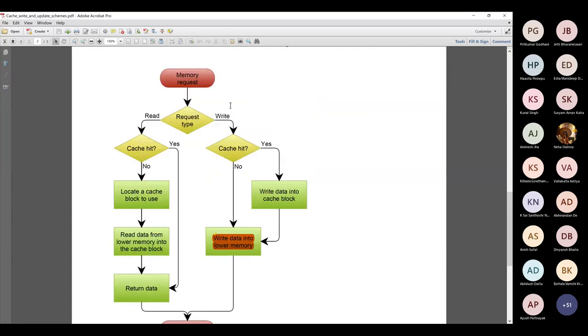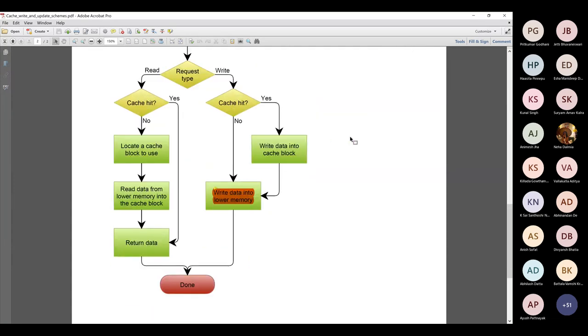Write no write allocate performs something drastically, which is shocking. It does not perform the write or update into the cache at all. It only performs the update into the lower memory blocks, maybe using write buffers. Think about it. This is shockingly against the principle of cache.